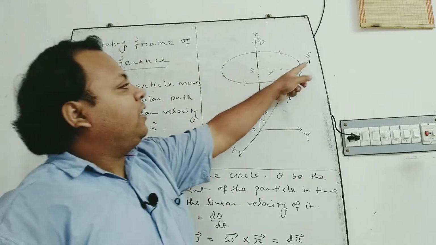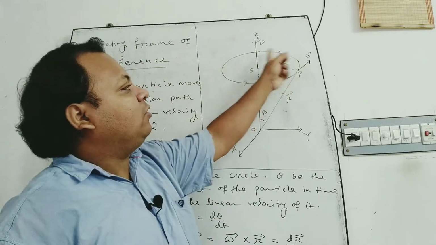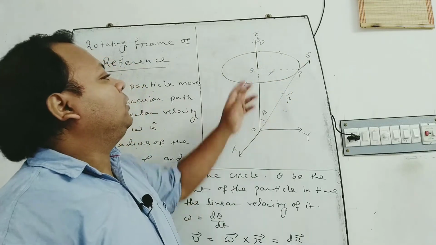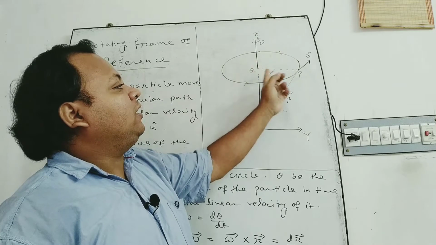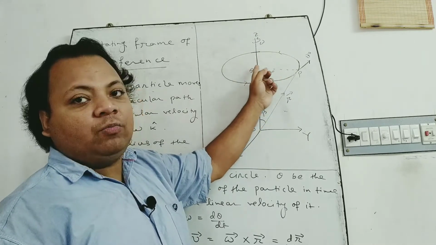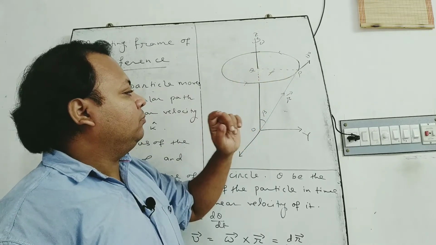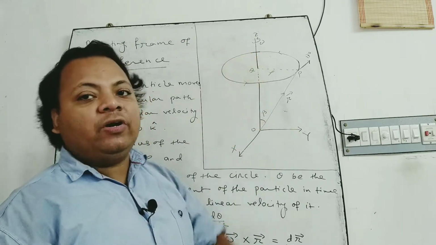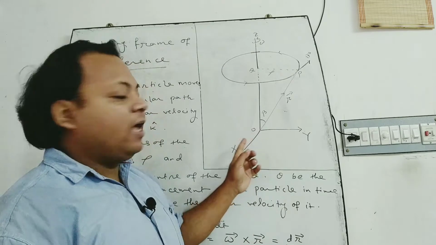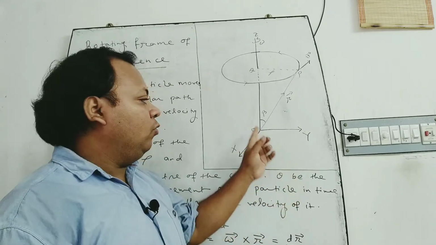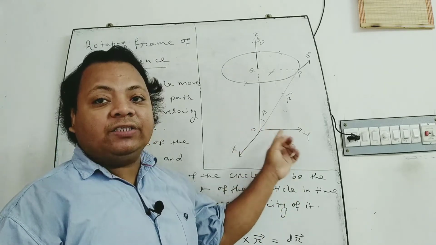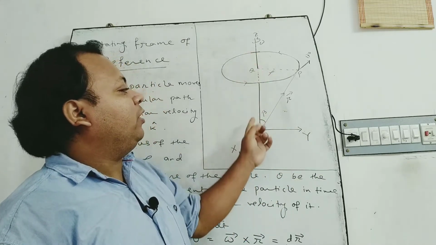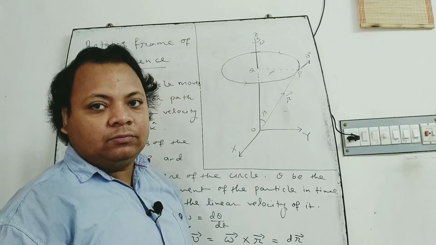Let a particle move along a circular path having radius rho. The radius of the circle is rho and O is the center of the circle. OX, OY and OZ are three mutually perpendicular axes. i cap is the unit vector along the OX axis, j cap is the unit vector along the OY axis and k cap is the unit vector along the OZ axis.